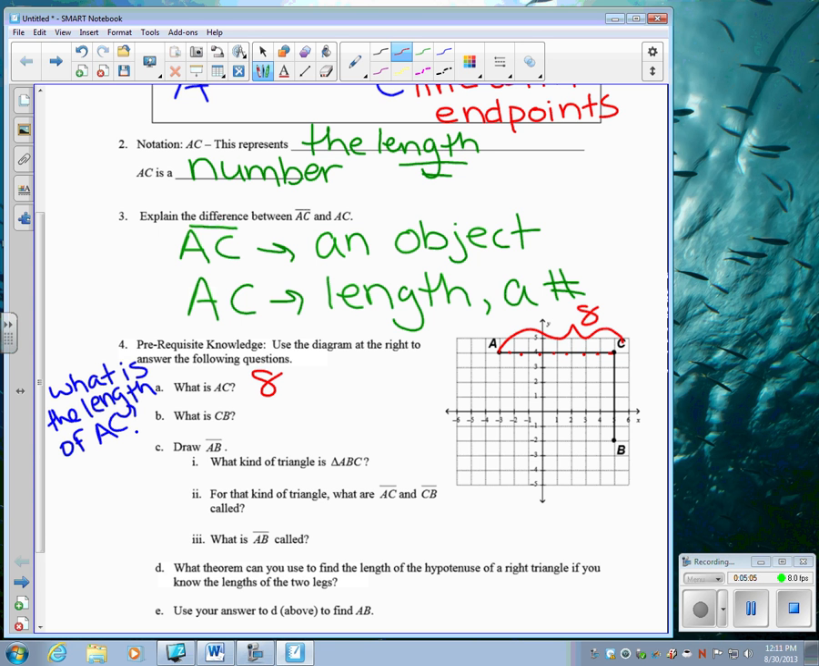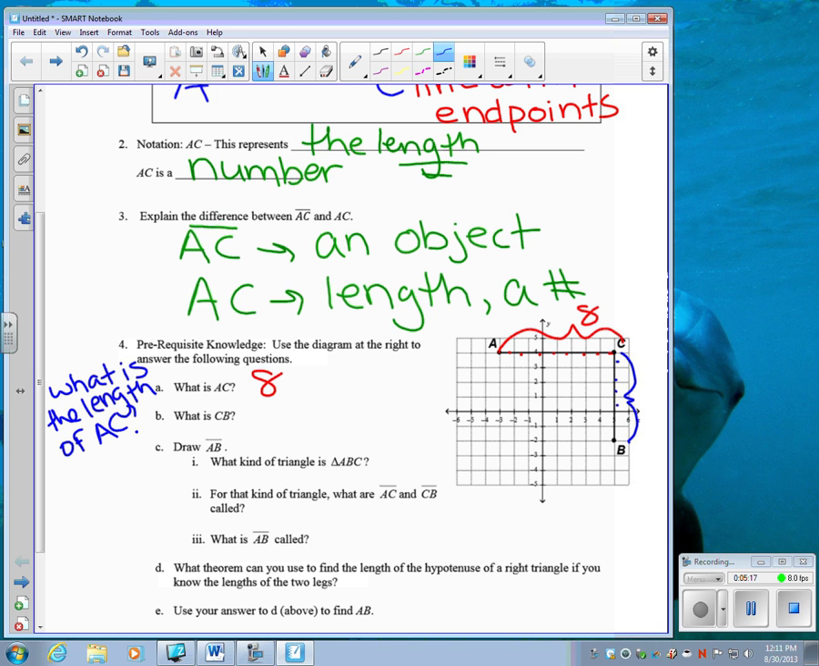All right. Letter B says, what is CB? Once again, there is no bar across the top, so it's asking us for the length of this segment. So we can come down here and count the boxes. 1, 2, 3, 4, 5, 6.